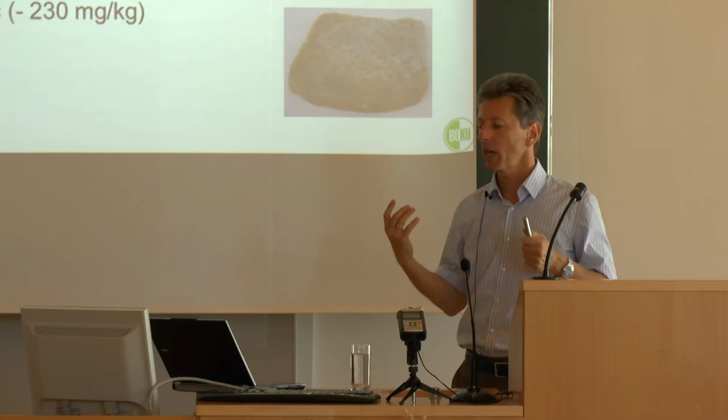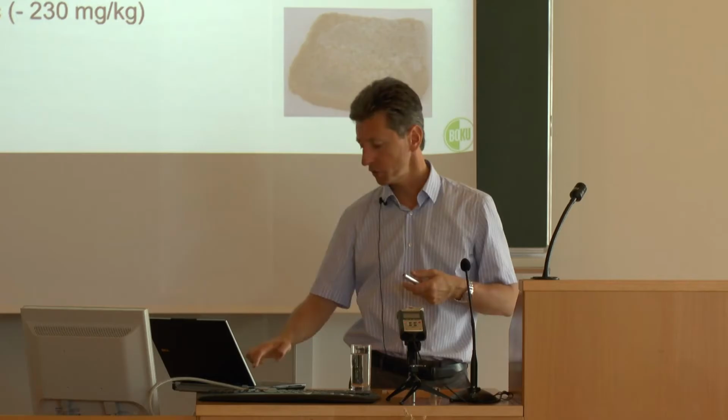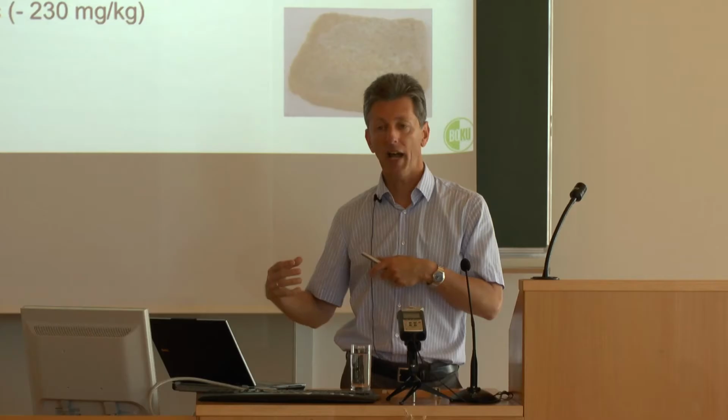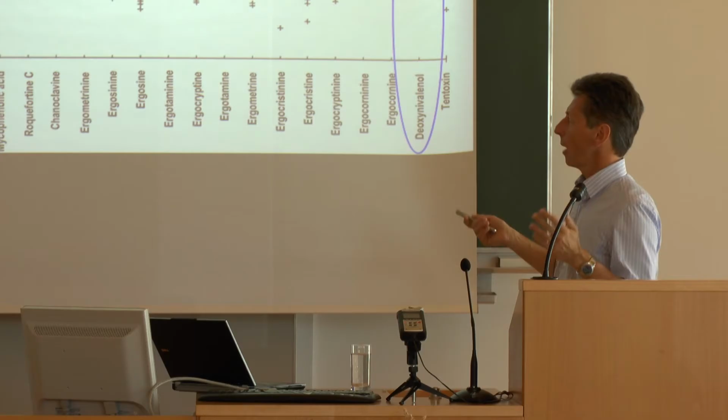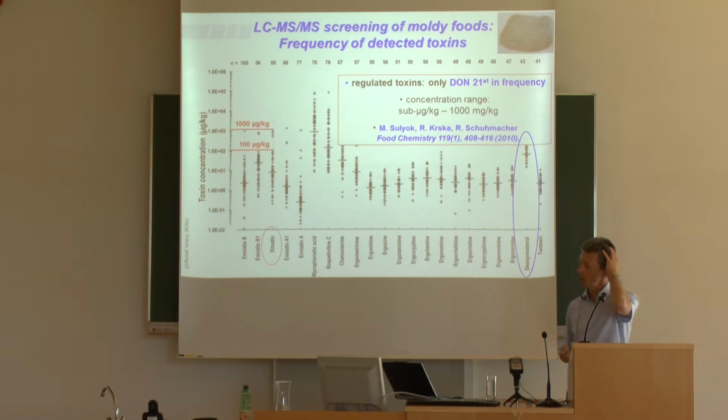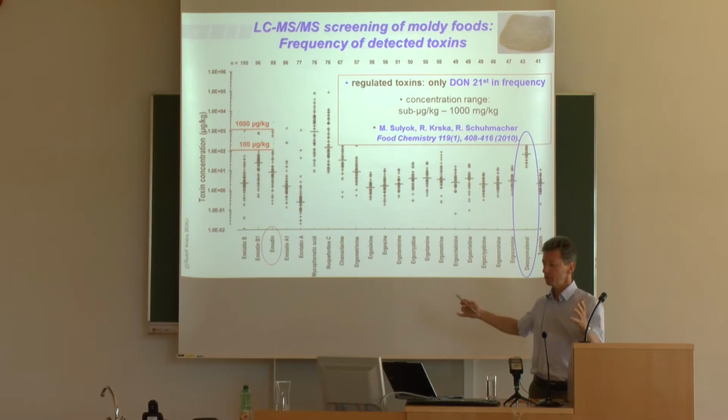But this is the range of toxic secondary metabolites which you can detect, and which you would never find if you were not applying a multi-toxin method, because you would simply not look for these strange combinations. I'm not going into detail on this. I've already shown you in my previous slides the great range of different metabolites which you can detect in food commodities and also feed commodities once you apply this multi-toxin approach.